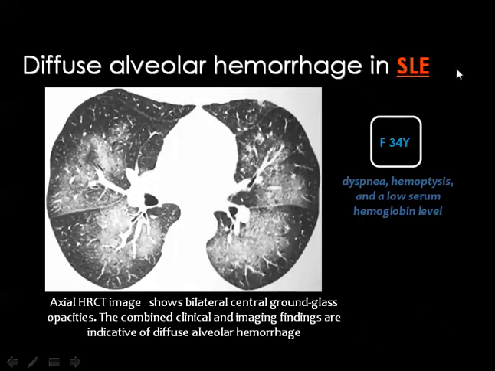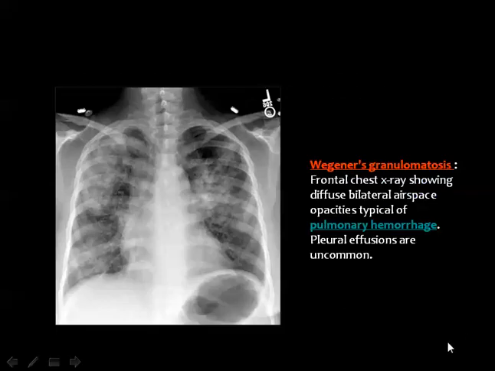And this is another case: dyspnea, hemoptysis, and low serum hemoglobin level, and you got opacities that are classically more central than peripheral. This is very important for him. Also, Wegener granulomatosis is one of the small vessel vasculitides that can cause pulmonary hemorrhage.